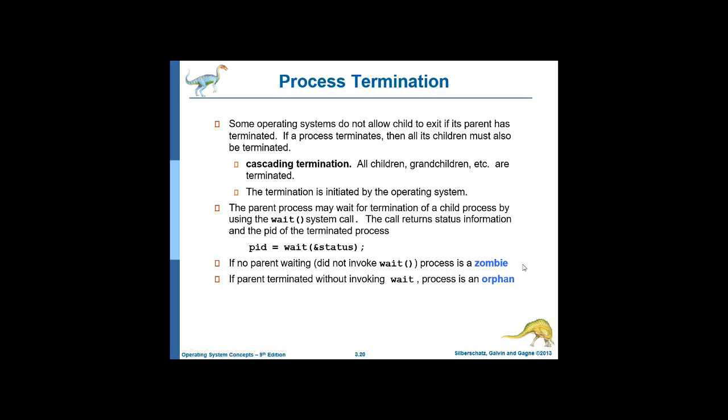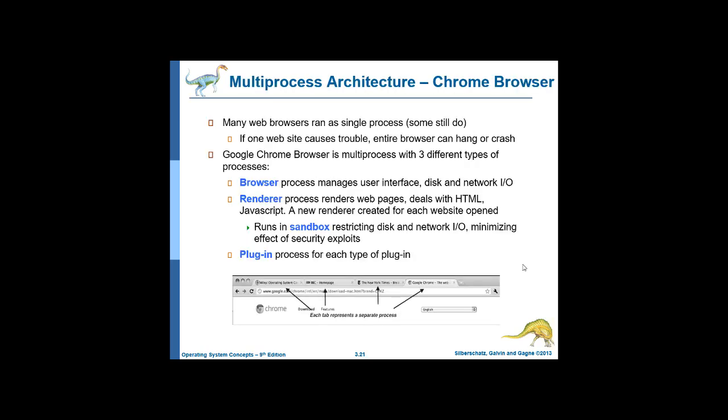If no parent is waiting for any child because it did not invoke the wait method, this process becomes a zombie, which means it is free, nobody is waiting for it. Or if the parent is terminating and doesn't call wait, the operating system does not know that the parent was waiting for someone, so it terminates, and then the process becomes an orphan process. We need some methods to deal with zombie and orphan processes, but that's not in this course.